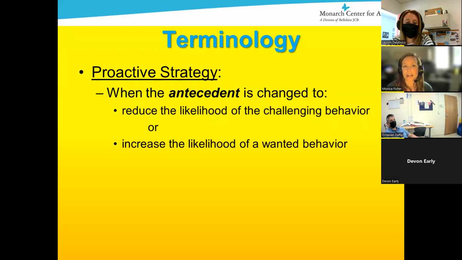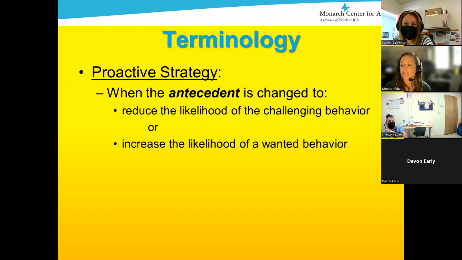Okay, so moving on with some of our terminology. Those were the 4 different functions that we talked about: attention, escape, tangible, and an automatic function. We're going to talk really quickly about a proactive strategy, or sometimes they're called antecedent interventions. So when the antecedent is changed to reduce the likelihood of the challenging behavior or increase the likelihood of a wanted behavior, we're talking about an antecedent intervention. And you guys will see this within the behavior intervention plans as antecedent interventions.